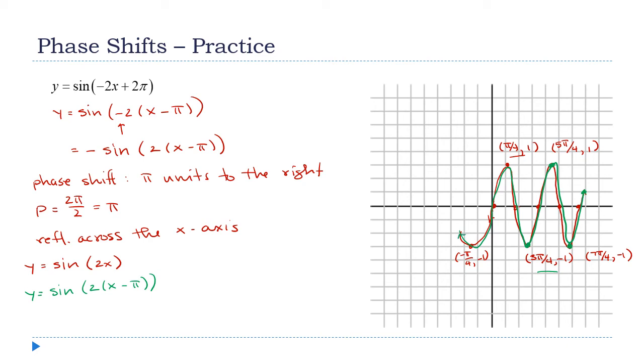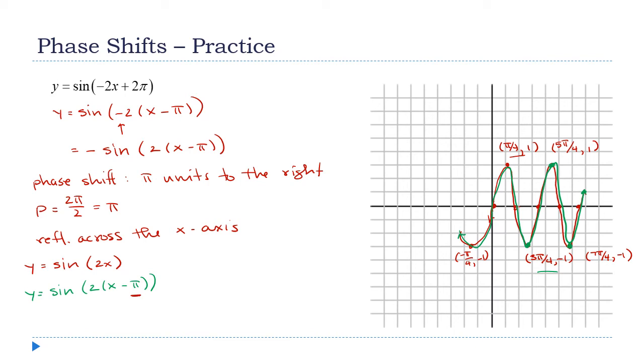So what happened? Well, let's think about this for a minute. What did I do? I shifted it one period to the right. Well, yeah, if you shift a graph one period in either direction, it should be overlapping itself again. All right, so now we have just one more thing to do.